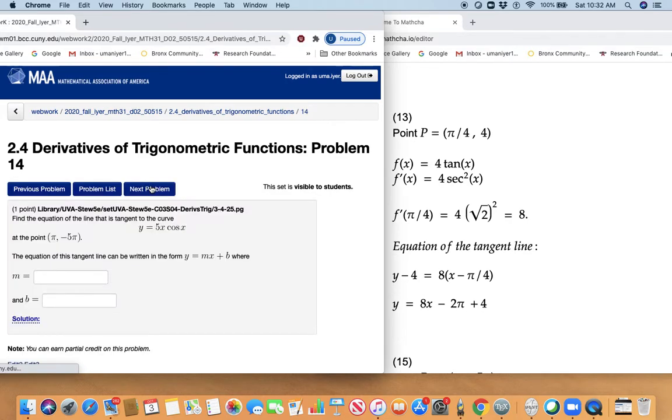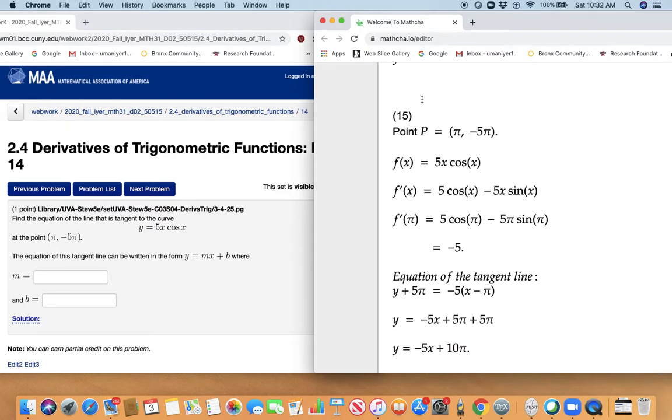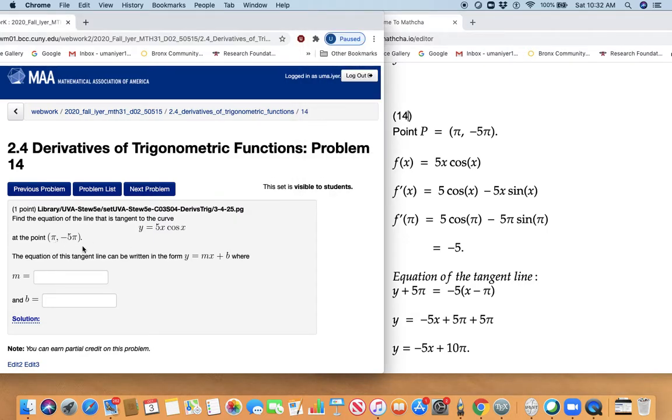Alright, next. 14th question. Find the equation of the line that is tangent to this particular curve at the point pi, negative 5 pi. Alright, so that's the 14th question. Make sure this point is on this curve. So when x is pi, I get 5 pi times cosine of pi, which is negative 1. So negative 5 pi. So that's correct.